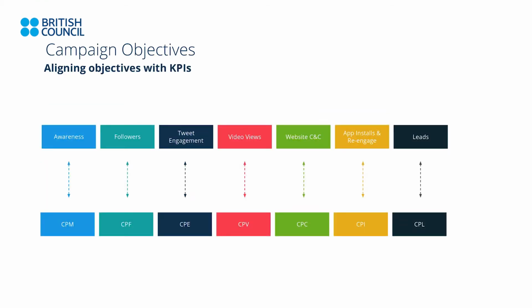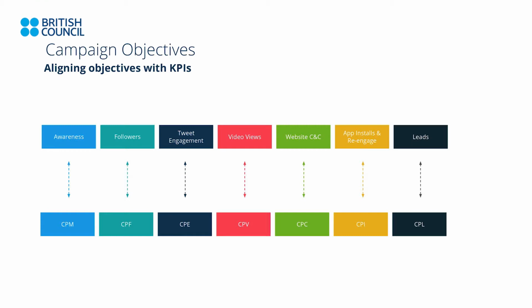Now, let's align our different objectives with KPIs. KPIs, again, are key performance indicators. For awareness, for followers, Twitter engagement, video views, website clicks and conversions, app installs and engagement, and leads, what are the key performance indicators you are going to be looking at on Twitter?